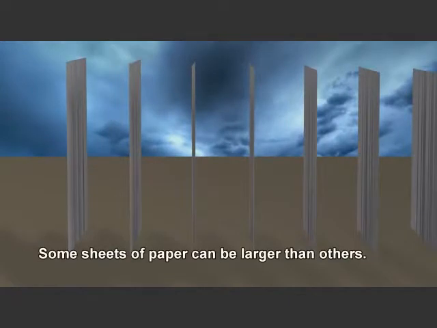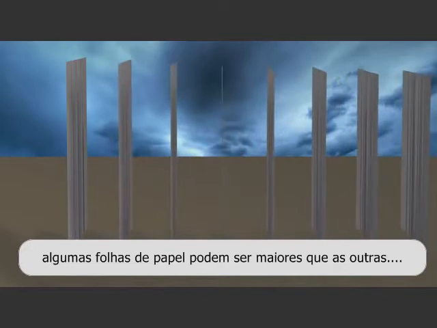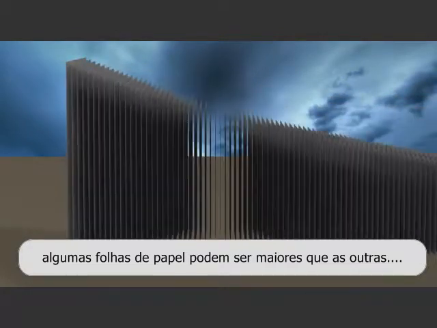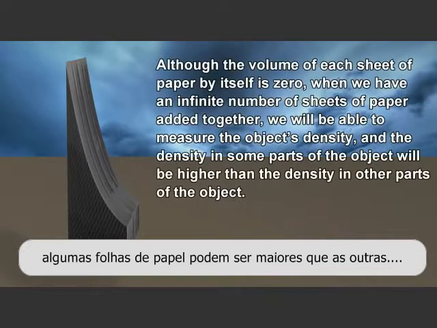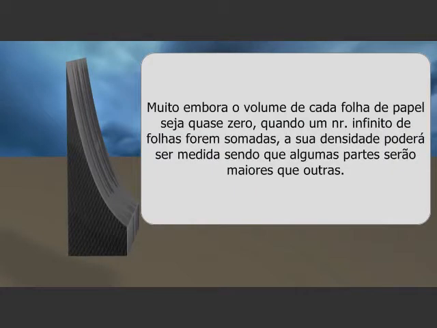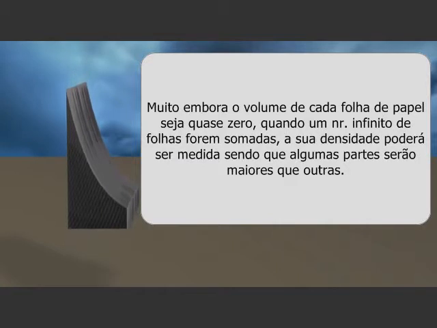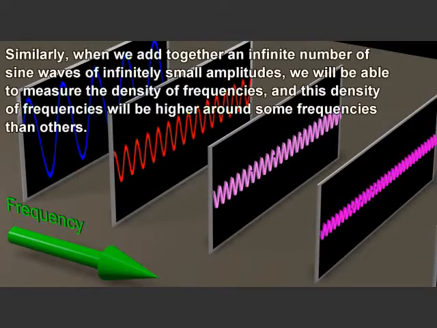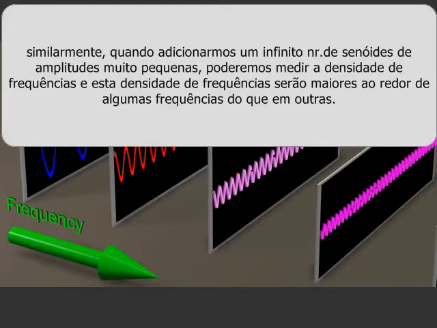Some sheets of paper can be larger than others. Although the volume of each sheet of paper by itself is 0, when we have an infinite number of sheets of paper added together, we will be able to measure the object's density, and the density in some parts of the object will be higher than the density in other parts of the object. Similarly, when we add together an infinite number of sine waves of infinitely small amplitudes, we will be able to measure the density of frequencies. And this density of frequencies will be higher around some frequencies than others.